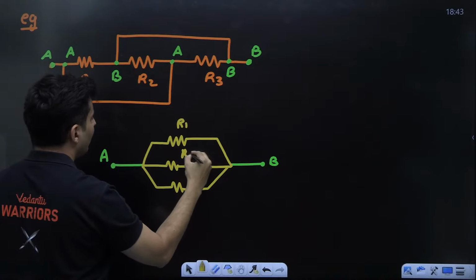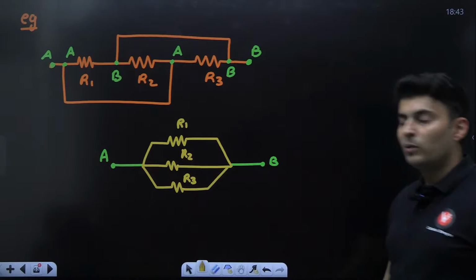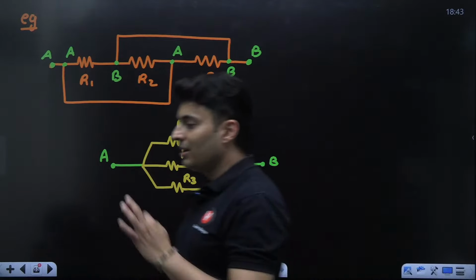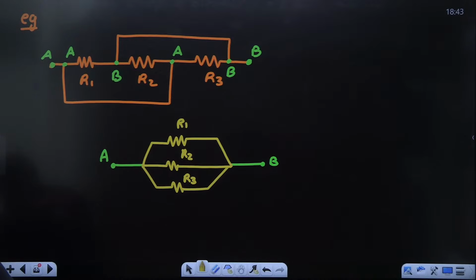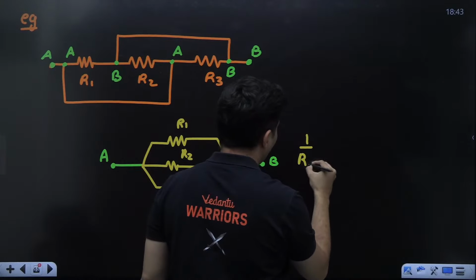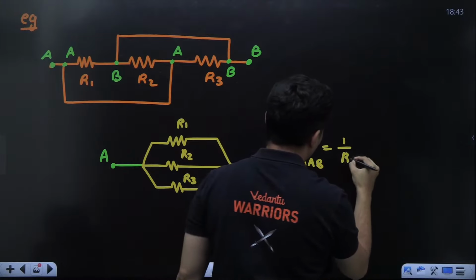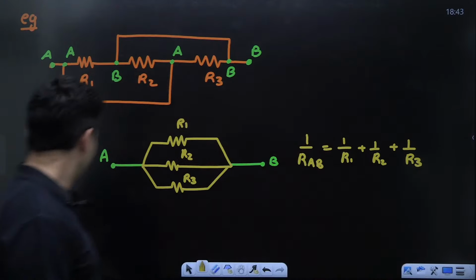So this is R1, R2, R3. That's it. So a complex looking circuit has been simplified into a series parallel circuit. This is what the disguised method is. Is that absolutely clear? Everyone with me? Yes. Awesome. So that is why 1 by RAB will be just 1 by R1 plus 1 by R2 plus 1 by R3. Awesome. Perfect.